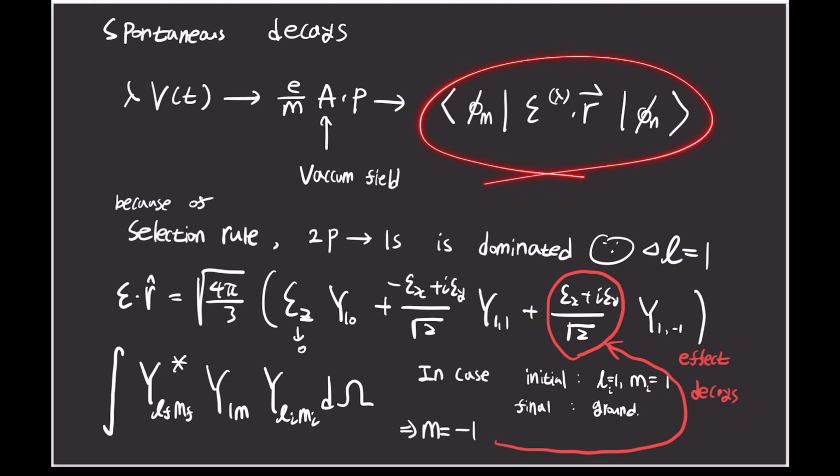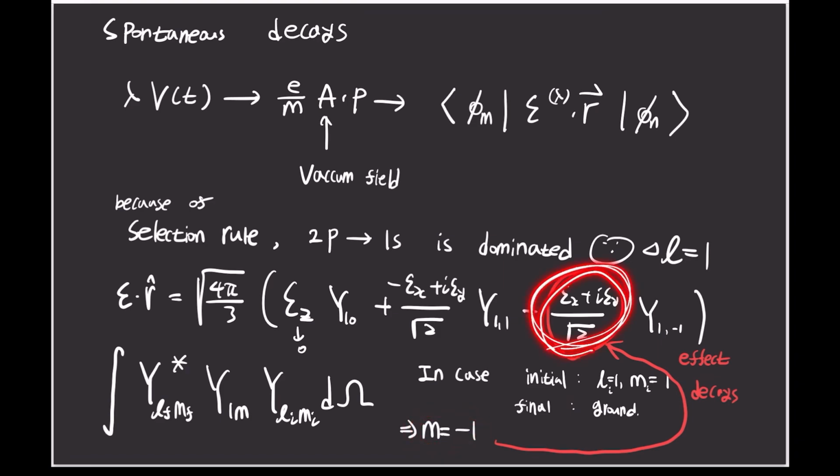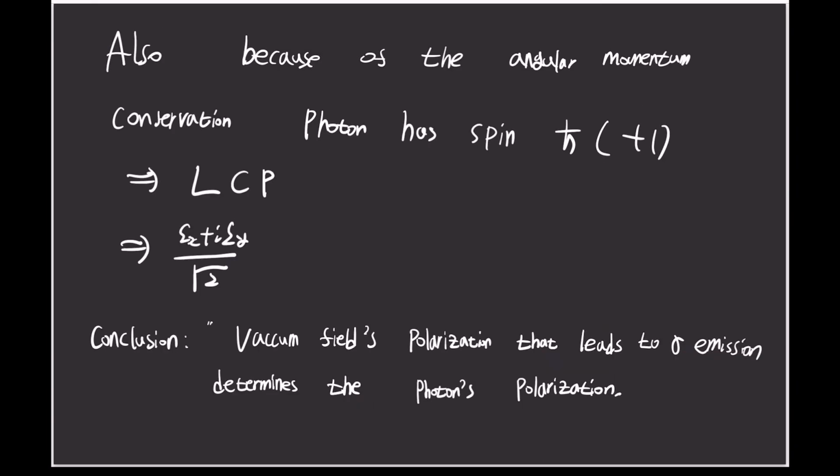Because of the selection rule, delta l must be 1, so the 2p to 1s transition is dominated. So this transition matrix contains this integral, and in case the initial state is m = 1 and the final state is the ground state, then m should be -1. So we can check that this component effects decay. It leads to photon emission. Also, because of angular momentum conservation, the photon has spin +1.